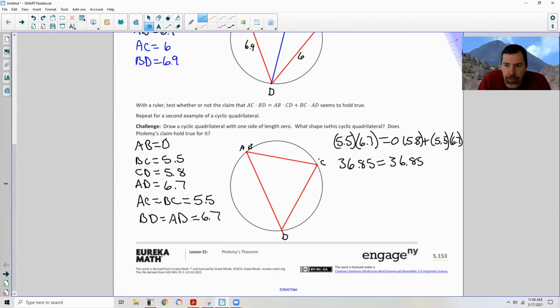So what shape is this cyclic quadrilateral? It is a triangle. And does Ptolemy's claim hold true for it? And the answer is yes. And if we think about this, it's because what did we multiply? We multiplied AC times BD. So this side times this side equals BC times AD, which is the same thing. Okay, so it does hold true for the triangle as well.